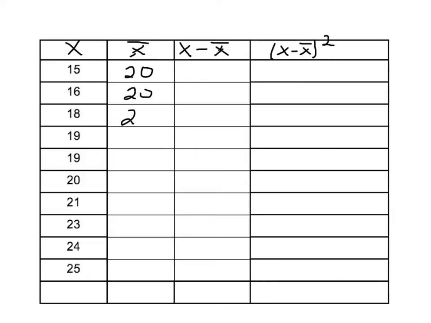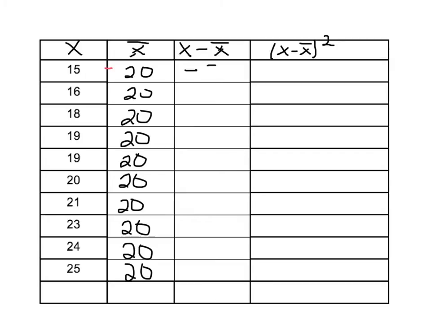So first I'm going to write in the mean for each of these. So I'm going to have 20 going all the way down, and we calculated that on the previous slide. Once I have those in, then I can simply subtract across. And so I can put a little minus sign right here in between each of these x's and the mean. And so I'm going to have 15 minus 20 is negative 5, 16 minus 20 is negative 4, 18 minus 20 is negative 2, and so on. And so I'm going to fill in that column to get all of them in.